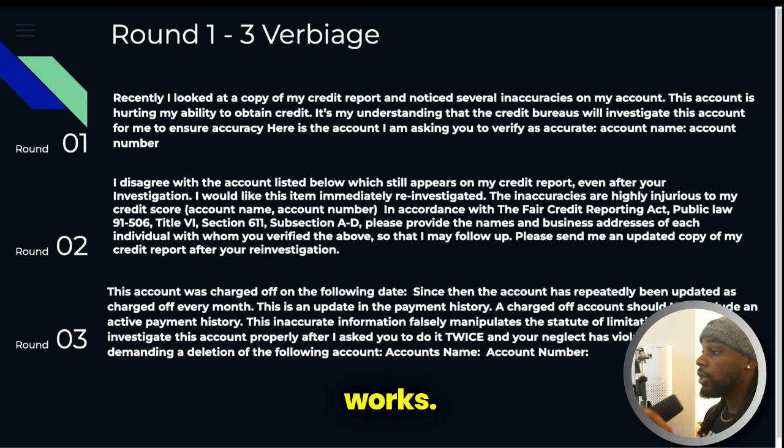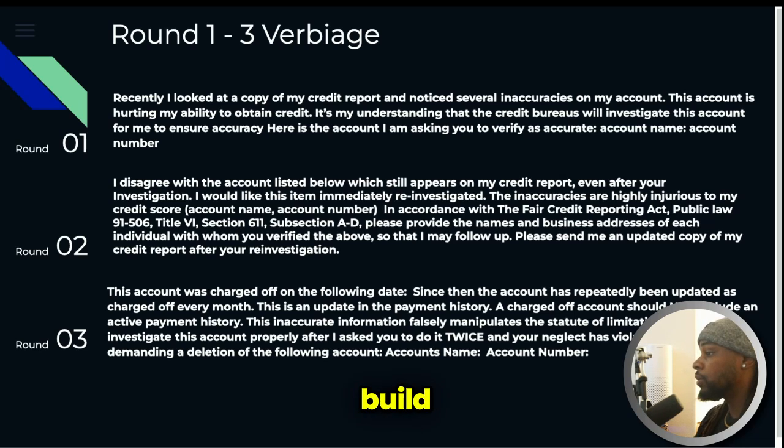That's how it works. One of 2 things happens. They either update the account or they delete it. I'll say this, the older the account is, the more likely they'll delete it. Why? The longer you have history that's inaccurate, the least likely they are to try to update all that information. The newer it is, the more likely they are to just update the information instead of deleting it.